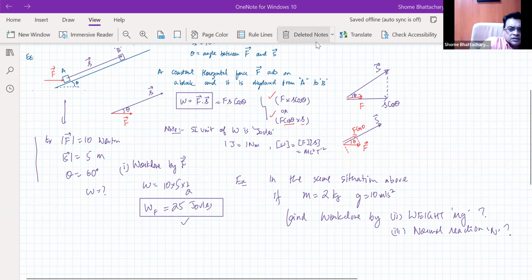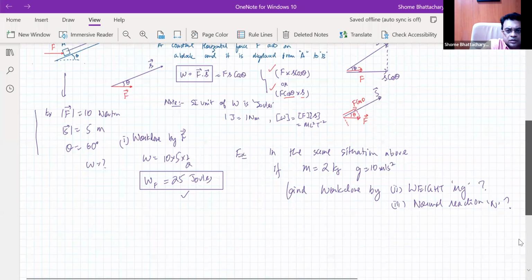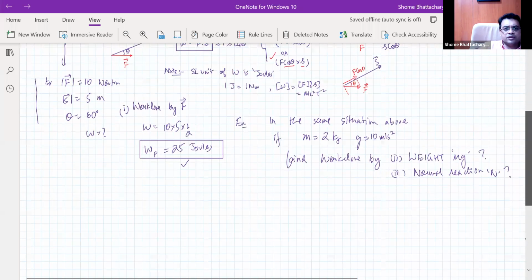Okay, so anybody got the answer for work done by mg? Krish, you will have to modify your answer with that. The angle between mg and displacement is not 60 degrees, no? It is an obtuse angle. Your second answer is correct. Good. Okay, but the first answer should come as a negative quantity.